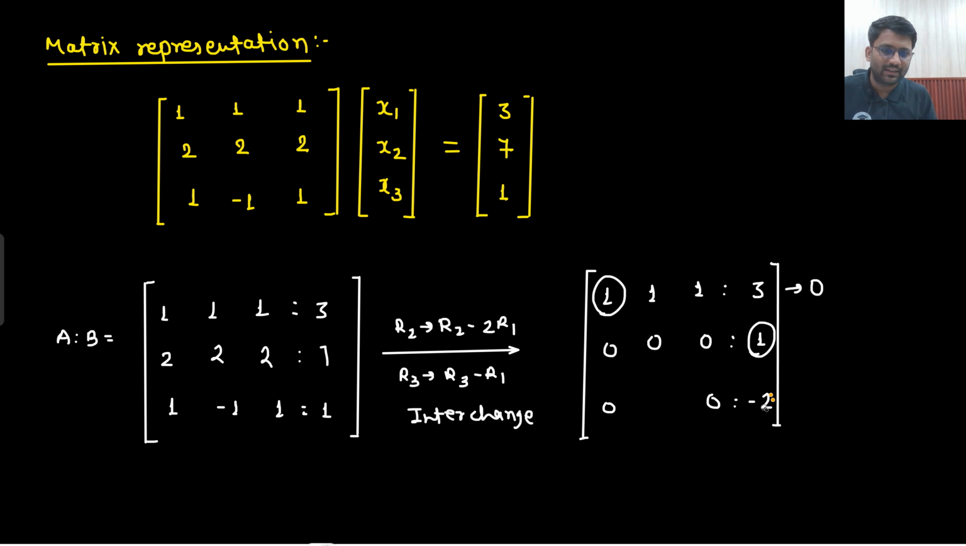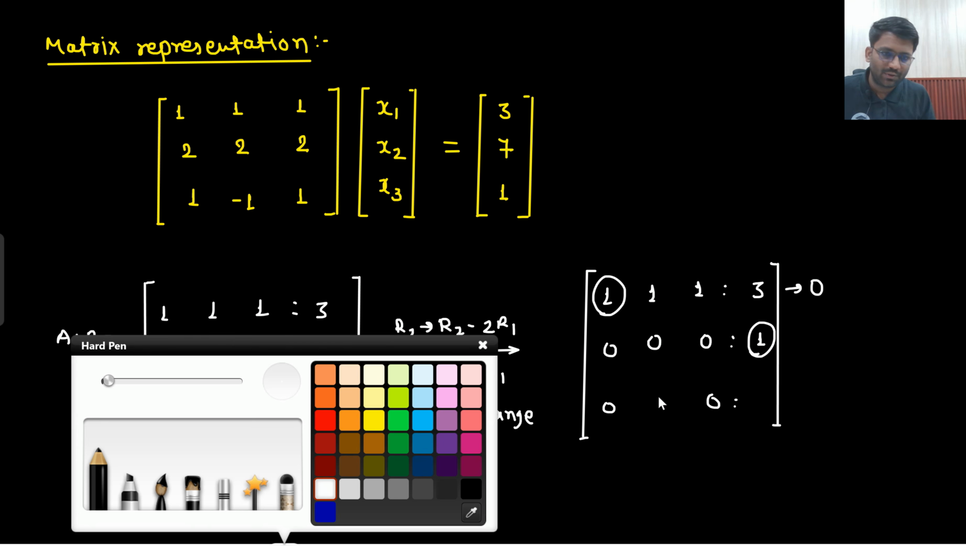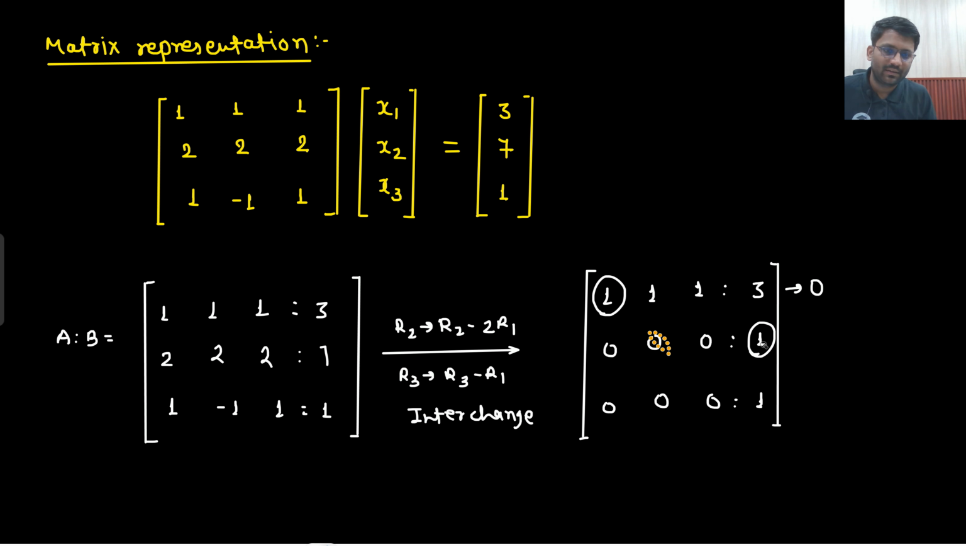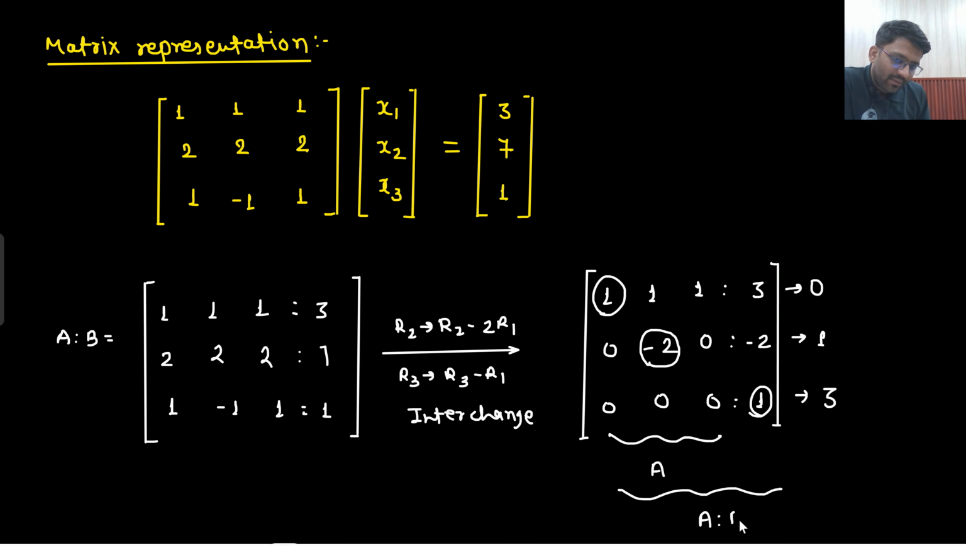So in the last row I will get 0, 0, 0, 1. And here I will be getting minus 2, minus 2. So the interchange also I have done. The number of zeros before the first non-zero element here is 1, and here it is 3. Right? Now this is our A and this is our A augmented B. Understandable? Let me know what is the rank of A. Rank of A is 2 only.